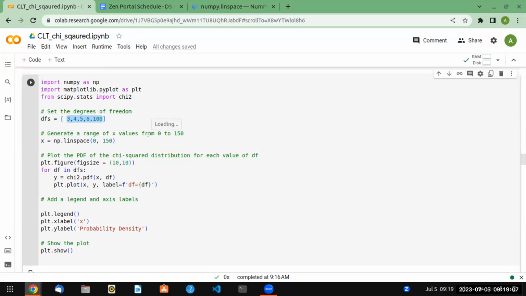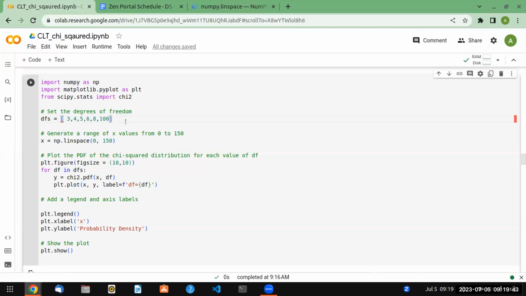I took 5 values for the degree of freedom in a list. Any random numbers for degree of freedom? Yeah, any, this is for our convenience, so that we can see, like with degree of freedom 3, with degree of freedom 4. You can take degree of freedom 8 also, not a problem. This is to show you, with an increasing number of degrees of freedom, what the curve looks like: a normal distribution. So we are all set.